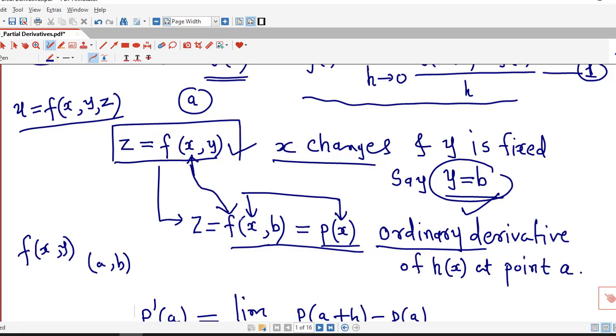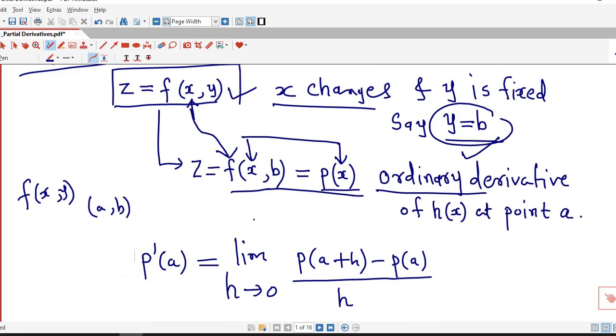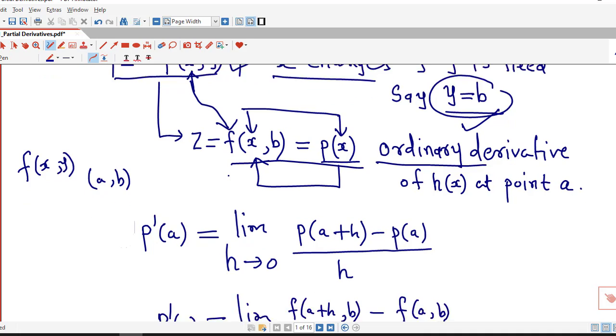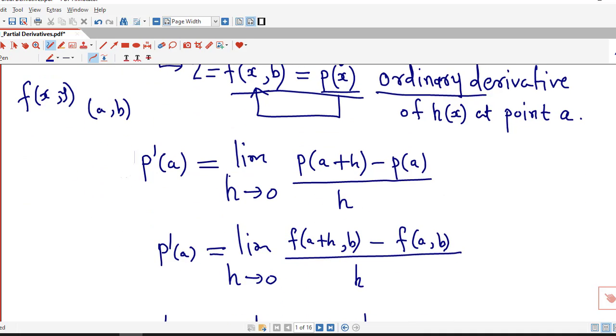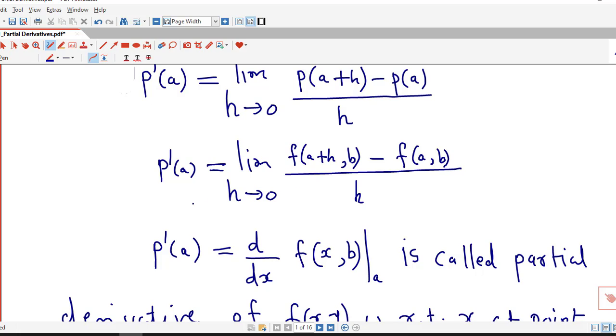So we know the definition of the ordinary derivative at point a, so we use that definition, and then putting values of px in terms of f(x, y), we obtain this definition. Similarly, we can define the partial derivative with respect to y also. In that case, we will consider x as constant.